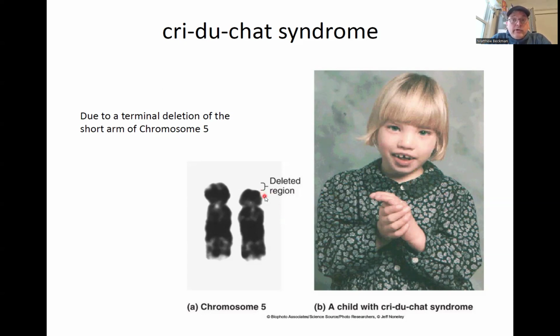And if one looks at the karyotype, that's what we're looking at here. That's the stained chromosomes. On chromosome 5, one of the regions will be deleted at the end, the terminal deletion on at least one of the chromosomes. Okay, so that's cri du chat.